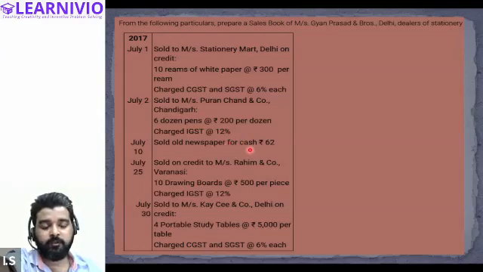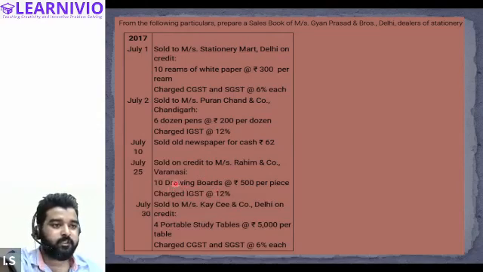All right, Samiksha and Halima, is it clear? Yes, sir. Okay. Now on July 25th, again sold on credit to Messrs. Rahim and Company, Varanasi. And this time we are selling 10 drawing boards. So this is related to the stationery item, so it will be recorded in the sales book.